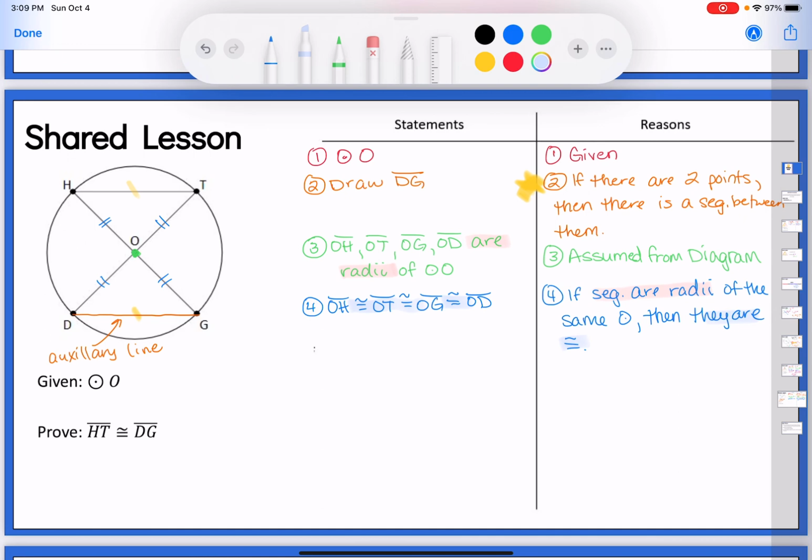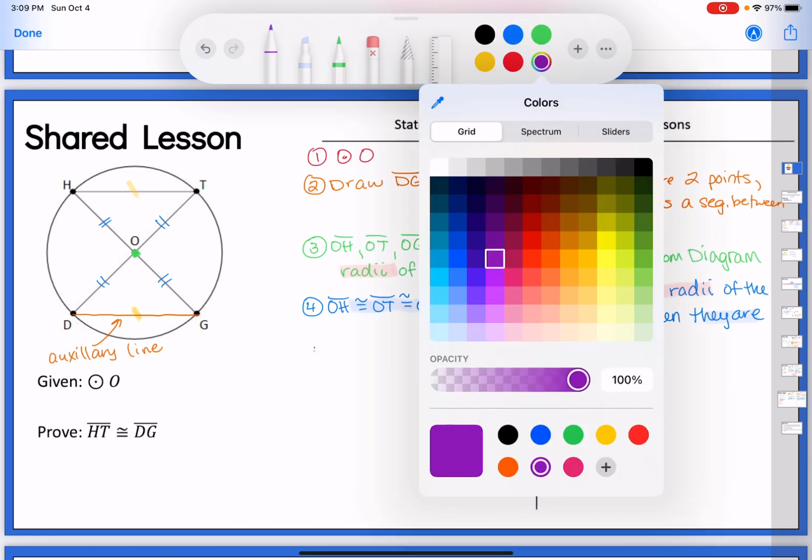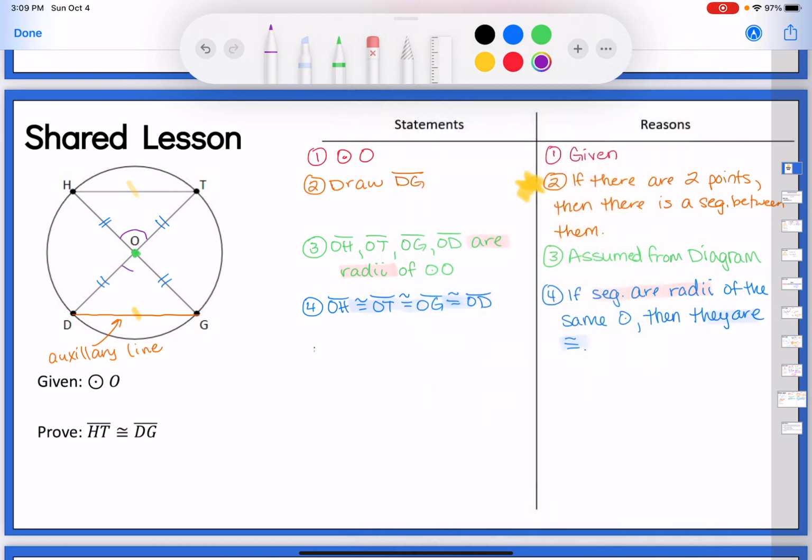All right, so I've got a bunch of sides marked congruent. I'm trying to get the last pair of sides congruent, so I don't think I'll be able to use that to prove my triangles. So what I need is the angle in between those sides, right? What I need is this angle here to be congruent to this angle here. Hang on. Those are vertical angles.